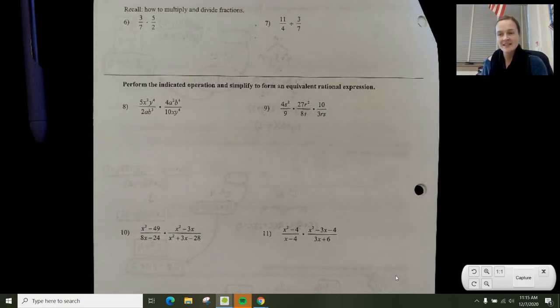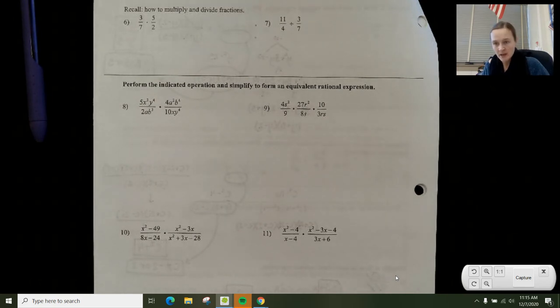Hi everyone, this is the second video of 1B.5, and in this video we are going to be multiplying and dividing rational expressions. I'm going to start with a quick reminder of how to multiply and divide regular old fractions, and then we'll dive right into a couple of examples of multiplying and dividing rational expressions.